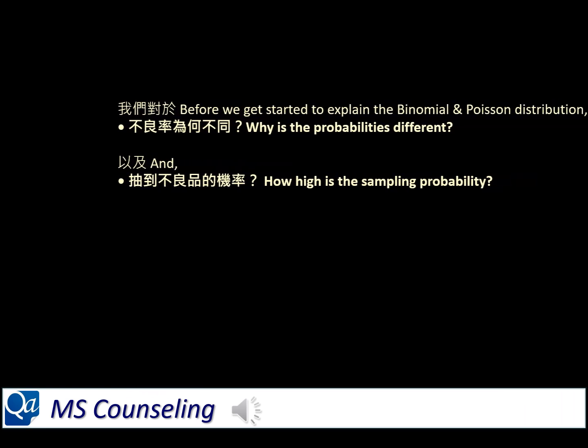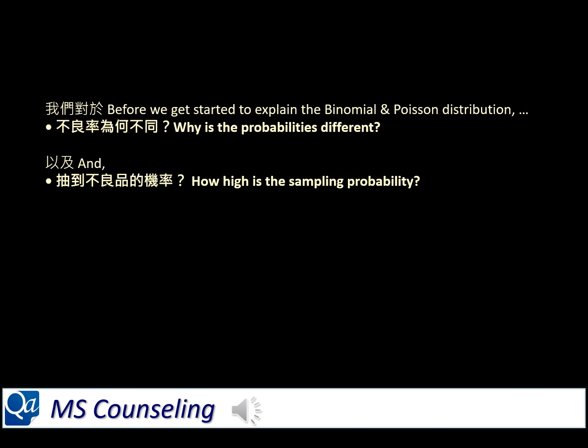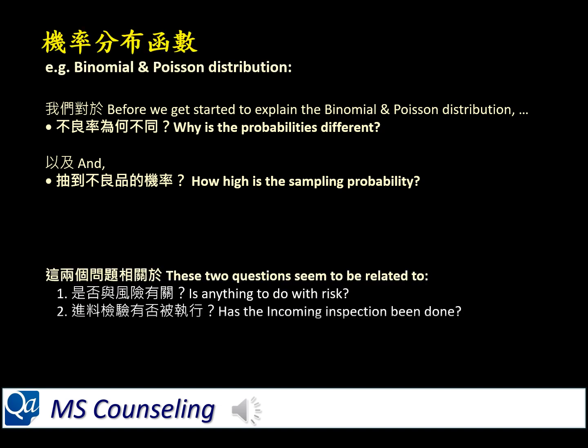Before we get started to explain the binomial and Poisson distribution, why are the probabilities different? And, how high is the sampling probability? These two questions seem to be related to: 1. Is anything to do with risk? 2. Has the incoming inspection been done? Let's keep going.